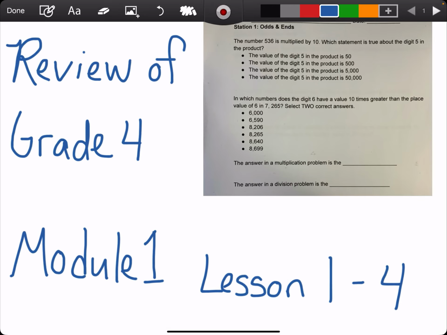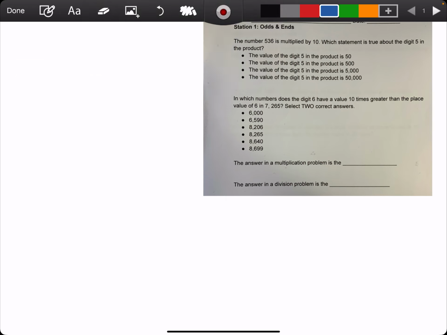Okay, so I'm going to do this review of Grade 4, Module 1, Lessons 1 through 4. First thing I'm going to do is clear everything. So here we had Station 1. In Station 1, we started with looking at the value of digits in a number.